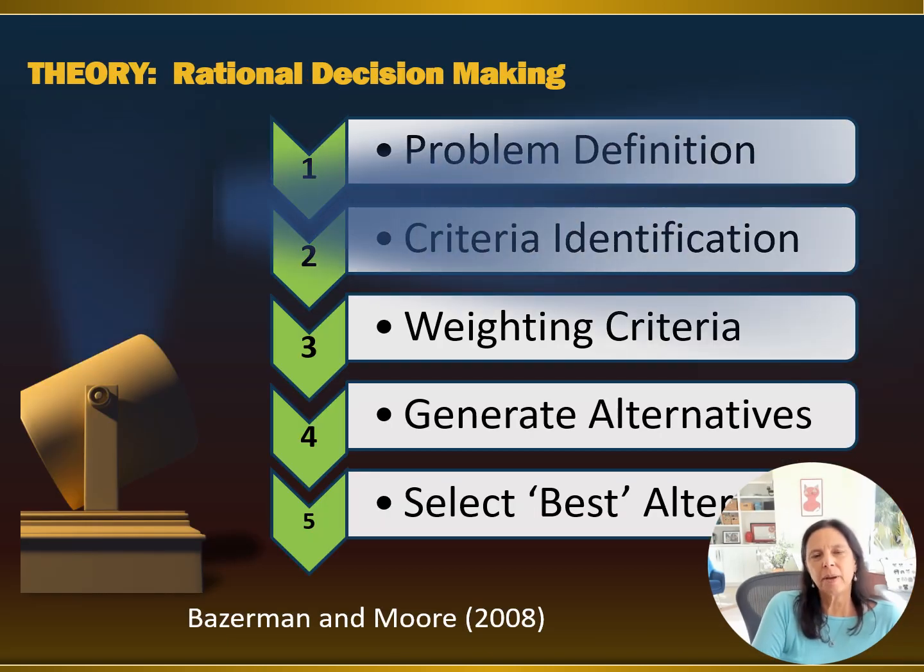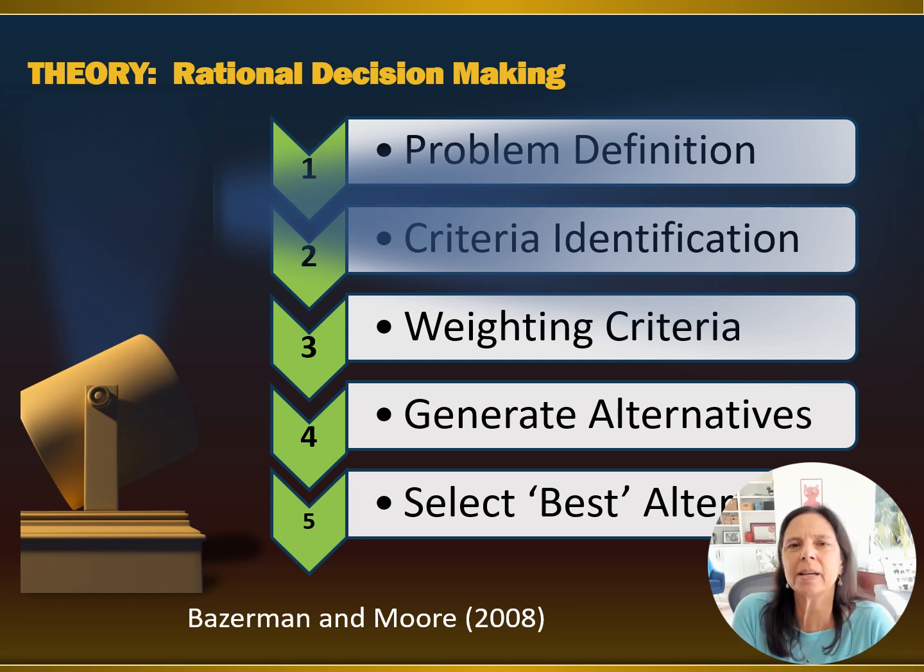So we're going to use the Bazerman and Moore five-step approach, which is shown here. The most important part is the problem definition. If we don't get the problem definition correct, we are not going to get to a good decision. So if we're going to spend a lot of time on any one area, it should be on defining the problem so that we set ourselves up to make the right decision in the first place.